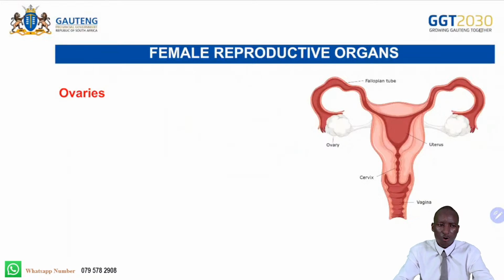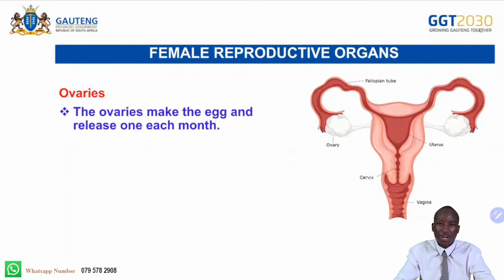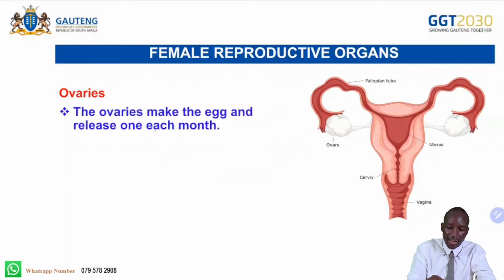Ovaries, what are they responsible for? Can we locate the ovaries from our diagram shown there? That is the female reproductive system. Yes, the ovaries are shown there, one on either side: the one on the left and the one on the right. Those are ovaries. Now, what's the function? The ovaries are responsible for producing eggs, and these eggs are released one each month.